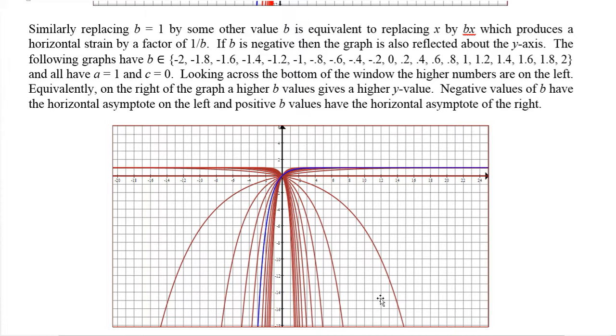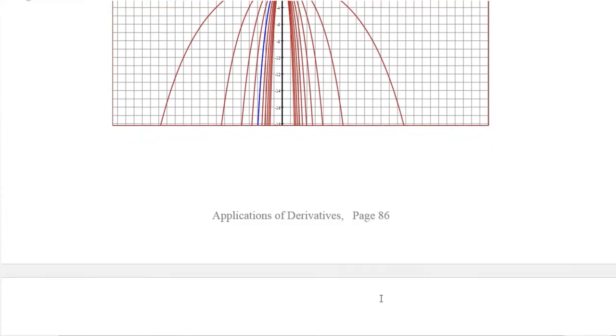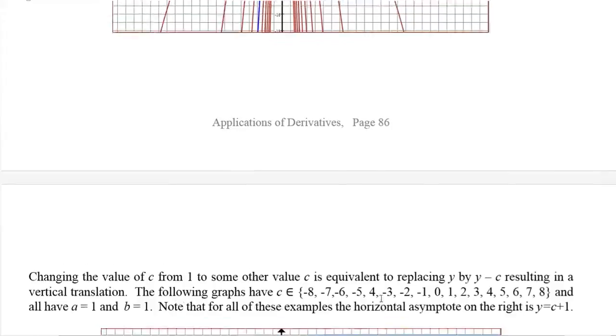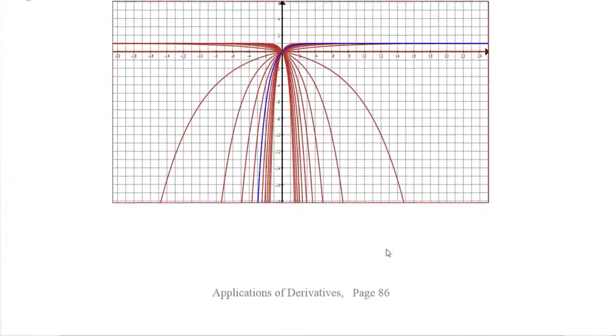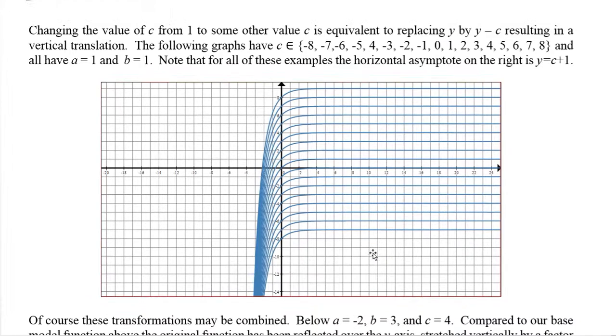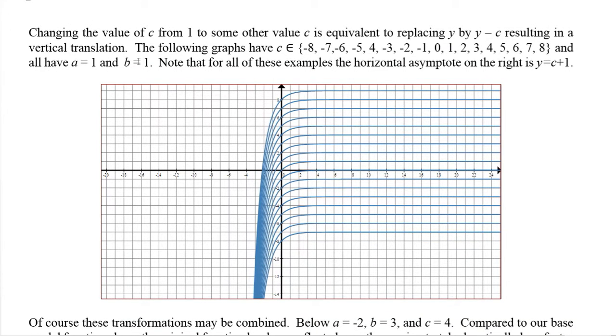Alright, so that gives you an idea of what those look like and what changing b does to the graph. Now, look back at the formula again. You'll see that changing c is really the same as replacing y by y minus c, and that's just going to give you a vertical shift, a translation. So here again we've kept a and b both 1. We've chosen these values for c, and we see shifts of that, so these are just vertical translations.